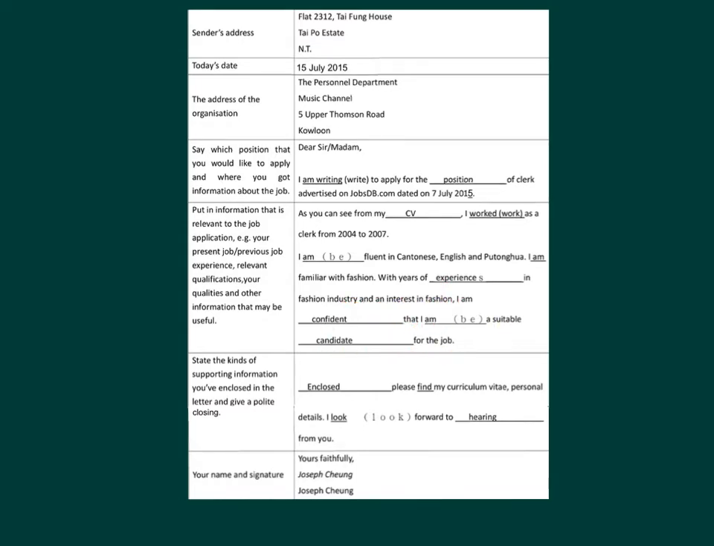State the kinds of supporting information you will enclose in the letter and give a polite closing. For example, enclosed please find my curriculum vitae, personal details. I look forward to hearing from you. Your name and signature. For example, yours faithfully, Joseph Zhang.